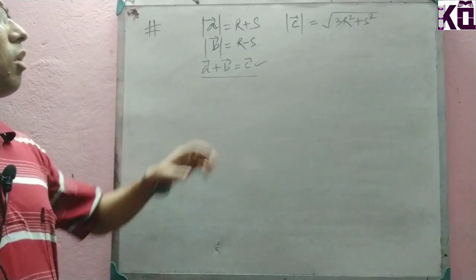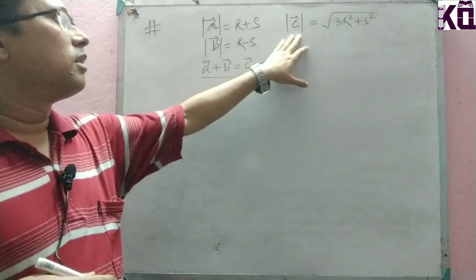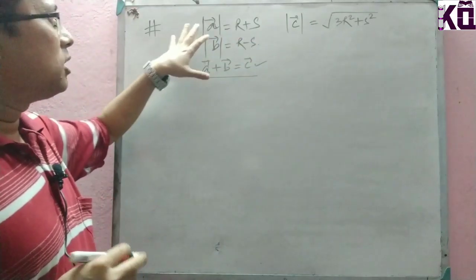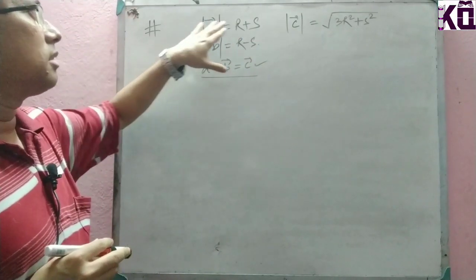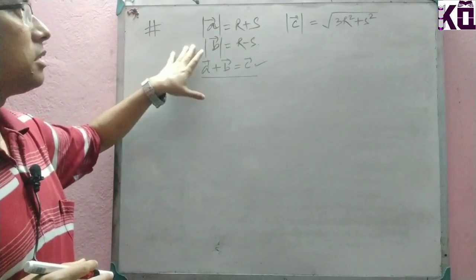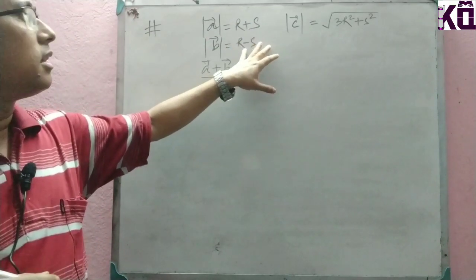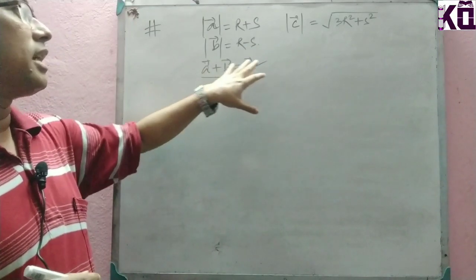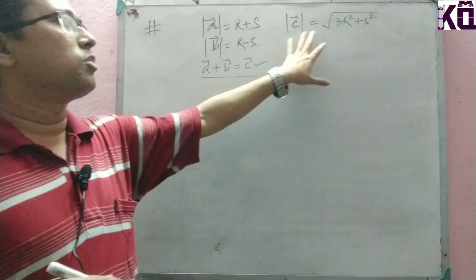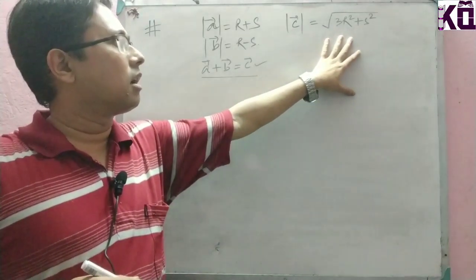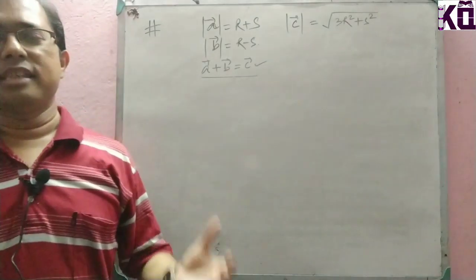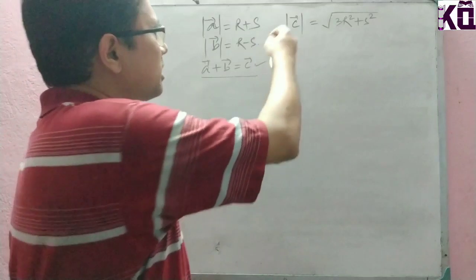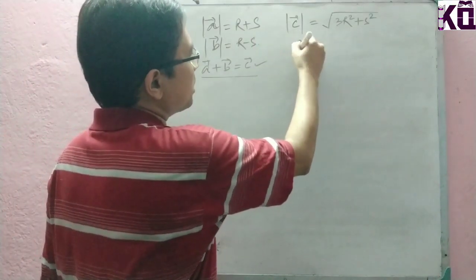So the magnitude of the resultant c is root of 3r square plus s square. The magnitude of one vector is r plus s, the magnitude of another vector is r minus s, and a and b are the vectors for which we get the resultant c. What you have to find is the angle between a and b. So what happens? Very simple. Again the same formula we can proceed with.